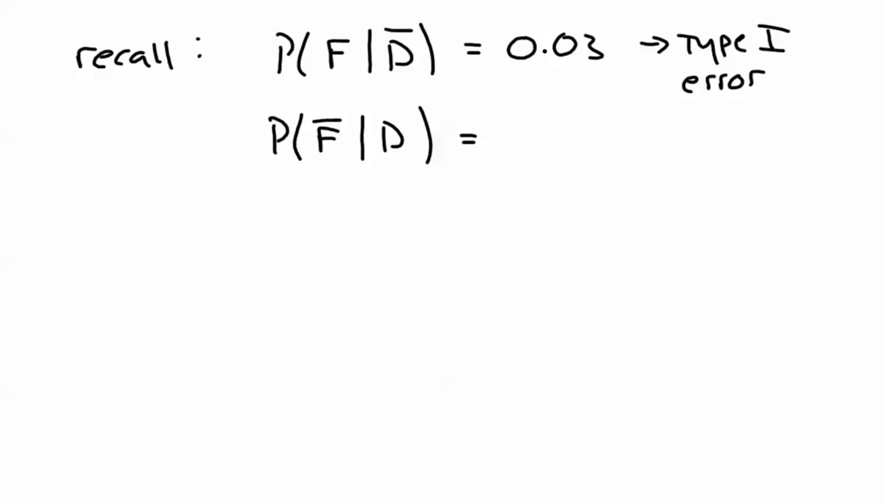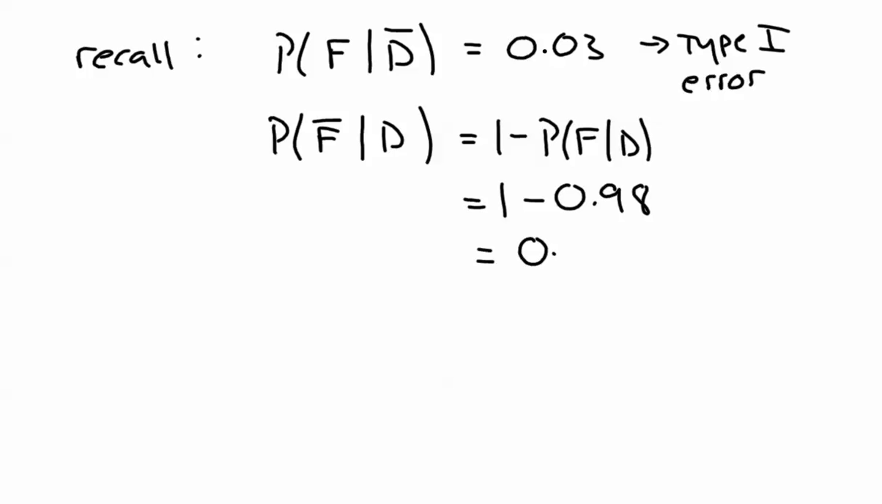This is 1 minus the probability that it fails the test if it is defective, that is 1 minus 0.98. That is 0.02. This is my type 2 error. All right, my type 2 error is 2%. My type 1 error is 3%.